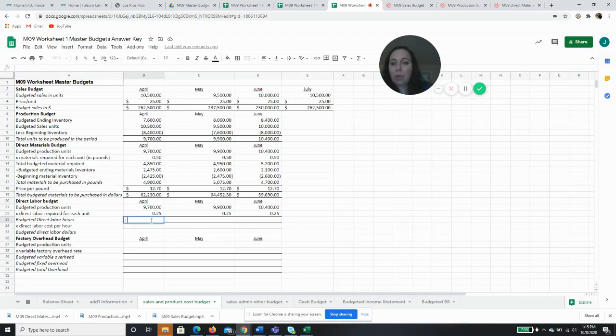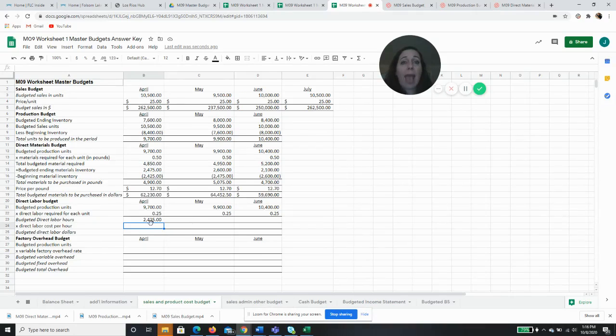In order to get the number of direct labor hours that we're going to need to schedule each month, we're going to multiply our budgeted production units times the number of hours that we need to produce a single unit, which is 0.25. So in April, we're going to have to schedule 2,425 hours of labor. This is good to have both the production manager and maybe someone from HR involved in this, whoever does our scheduling, because they need to know how much to schedule.